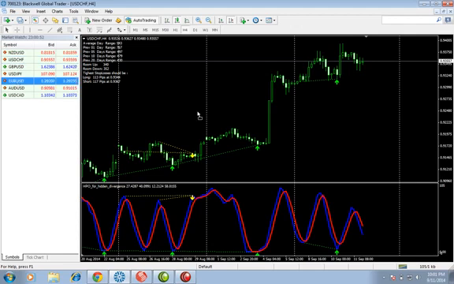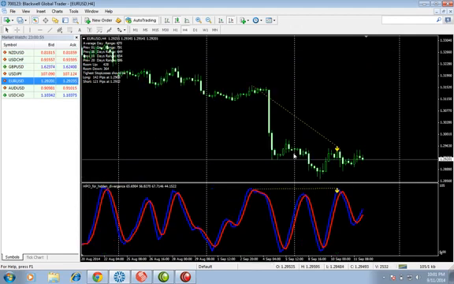Now, to sell, it is the opposite. Notice what is happening here. Price is making a lower high, and the oscillator is making a higher high.